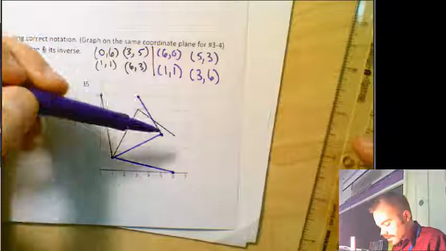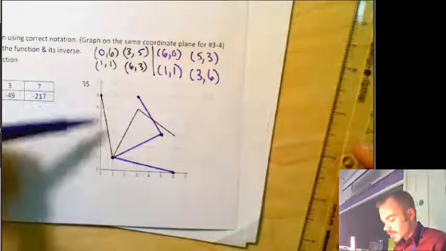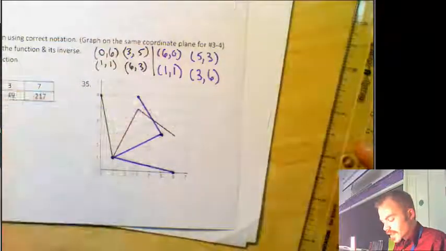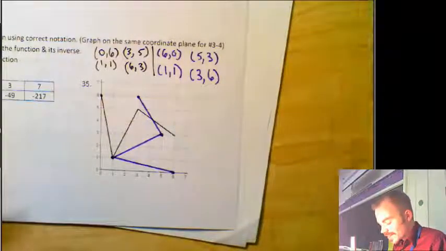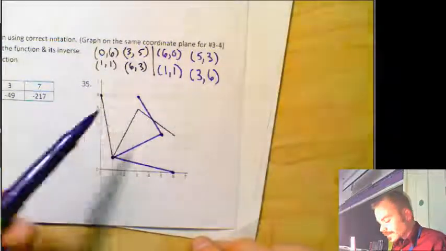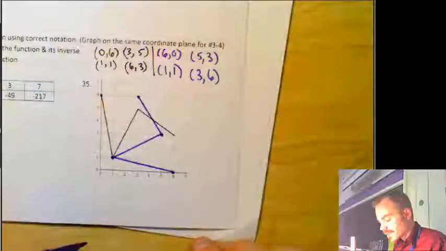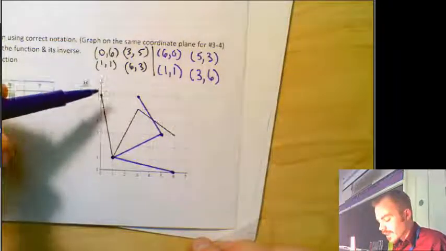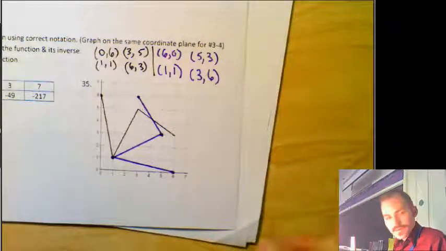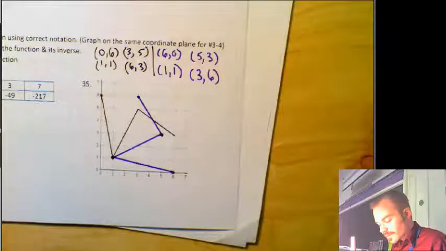So the purple line represents the inverse of the original function. That's the line in black. And what we notice is that the inverse function is not a function because it does not pass the vertical line test. The original function does pass the vertical line test. Now, for part B, we need to state the domain and range of the function and its inverse.